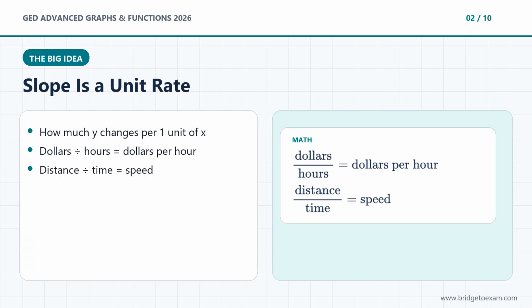In a real situation, slope answers one question: how much does y change for each single unit of x? That is exactly a unit rate. If y is dollars and x is hours, the slope is dollars per hour. If y is distance and x is time, the slope is speed. The shape of the fraction never changes. Output units over input units.